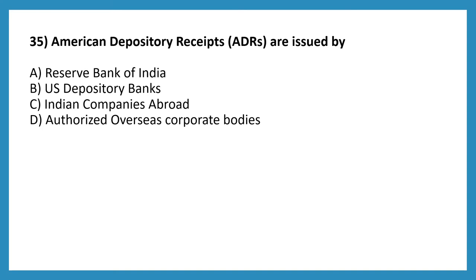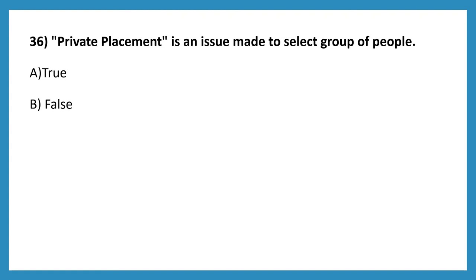American depository receipts are issued by: option A, Reserve Bank of India, option B, US depository banks, option C, Indian companies abroad, option D, authorized overseas corporate bodies. The correct answer is option B, US depository banks. Next question. Private placement is an issue made to a select group of people. Option A, true, option B, false. The correct answer is option A, true.